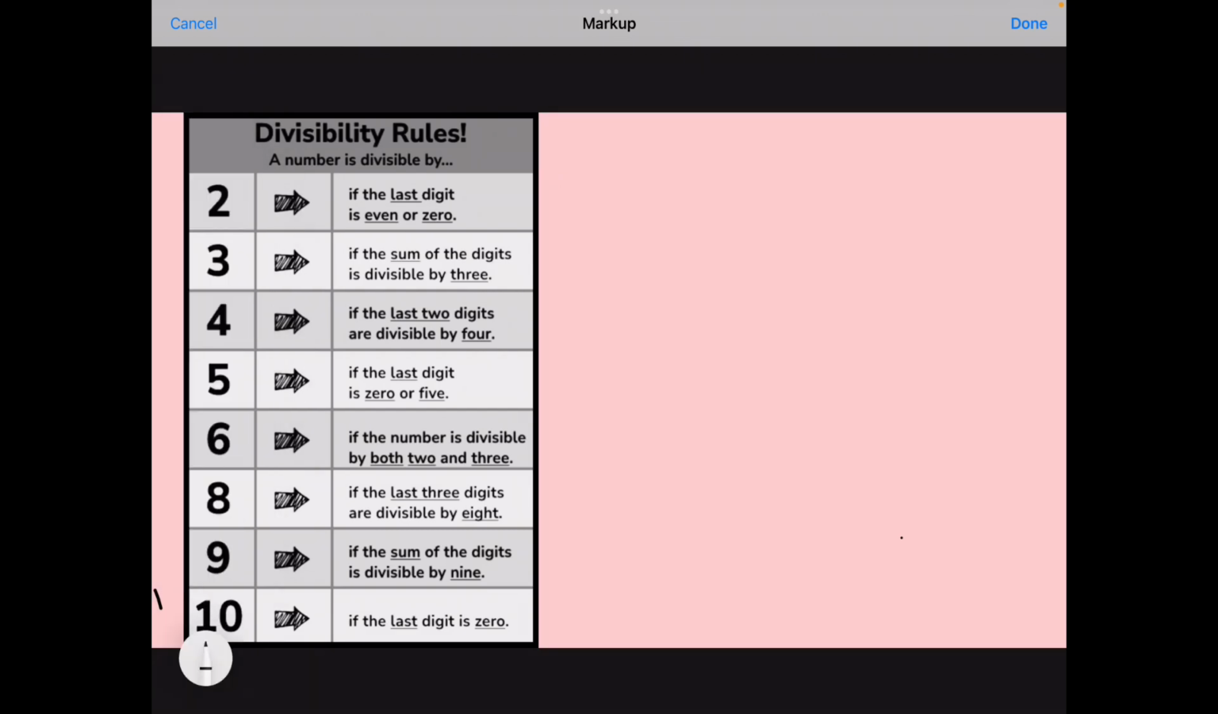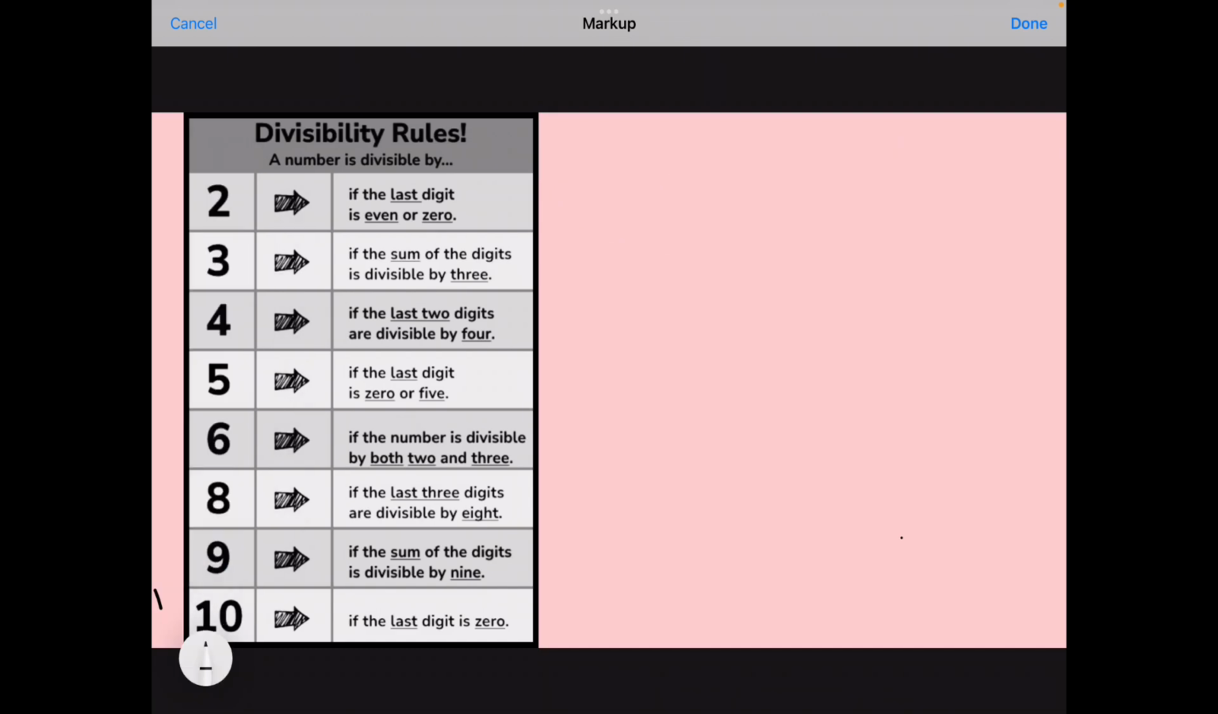For 8, if the last 3 digits are divisible by 8, then the number is divisible by 8. So again, as long as the number may be, only caring about the last 3 digits, if I divide that out by 8 and I get a whole number answer with no remainders, then that entire number is divisible by 8.